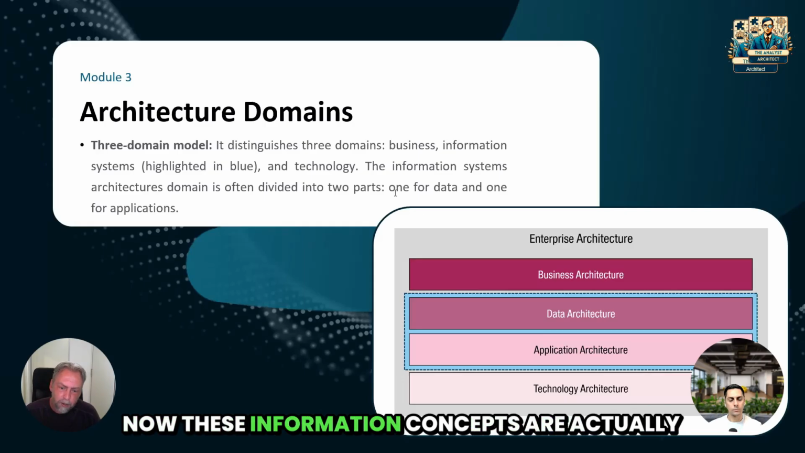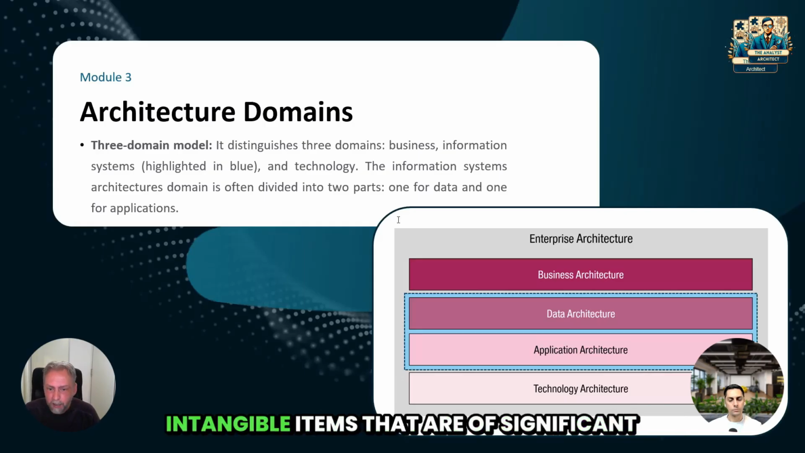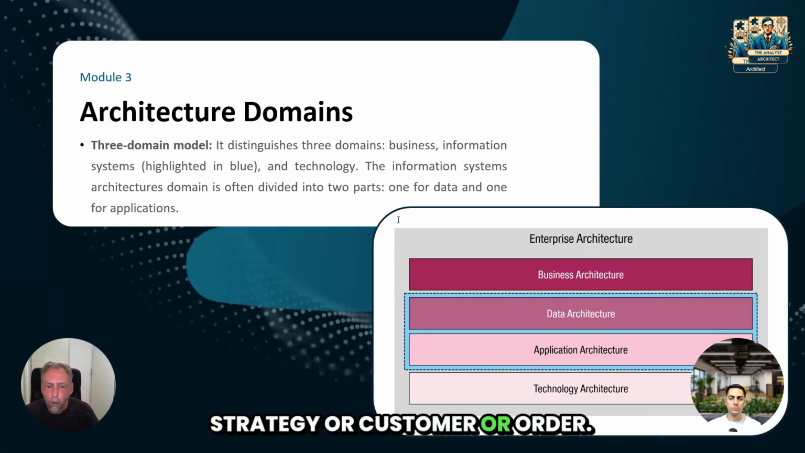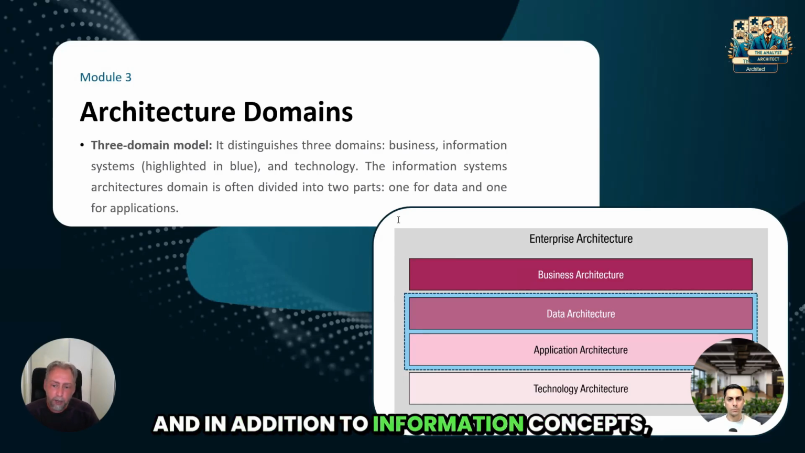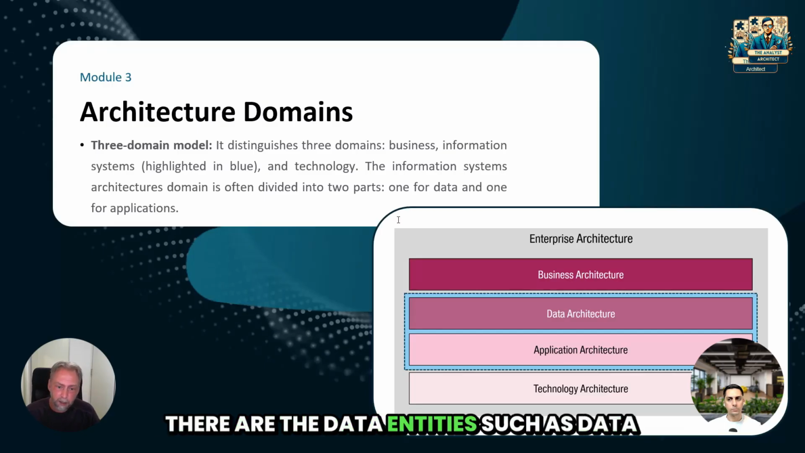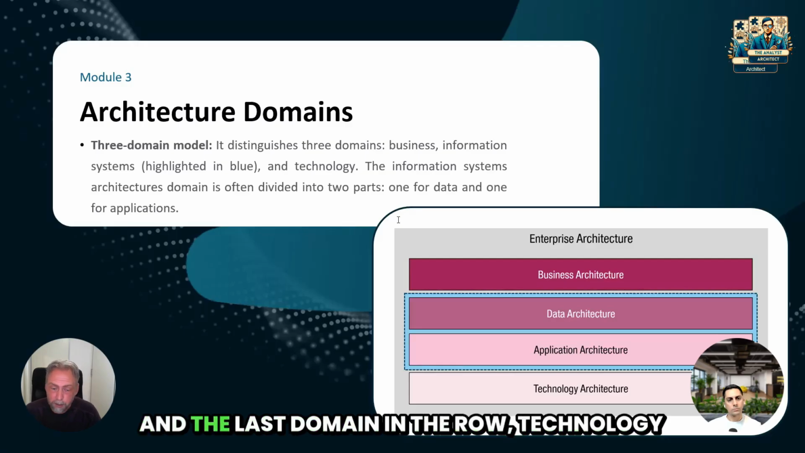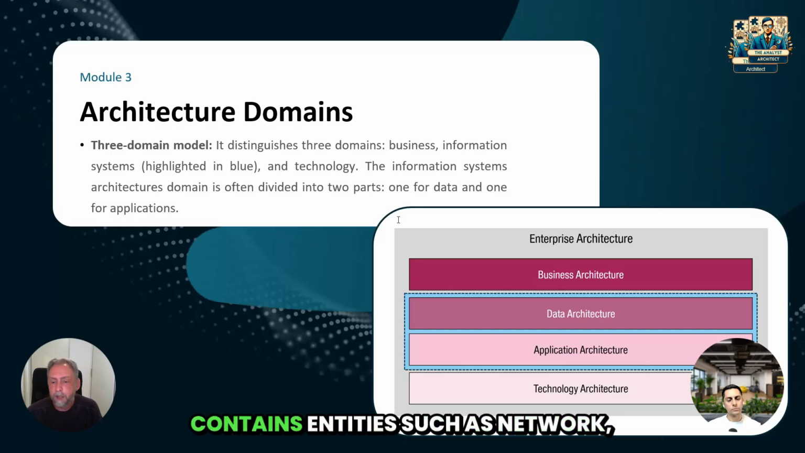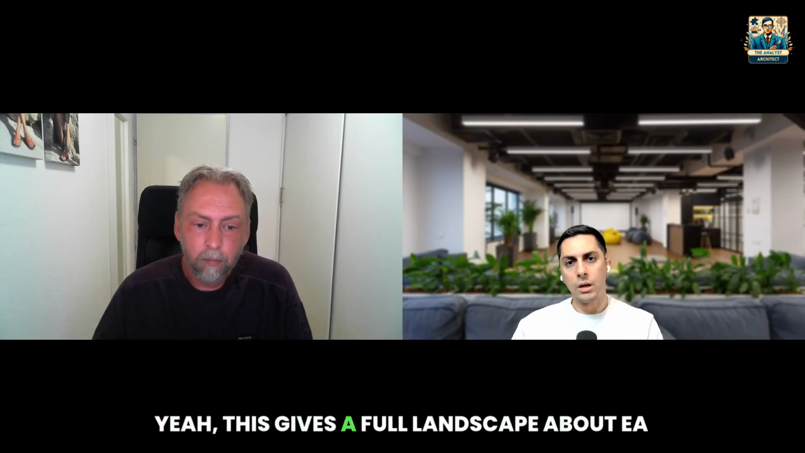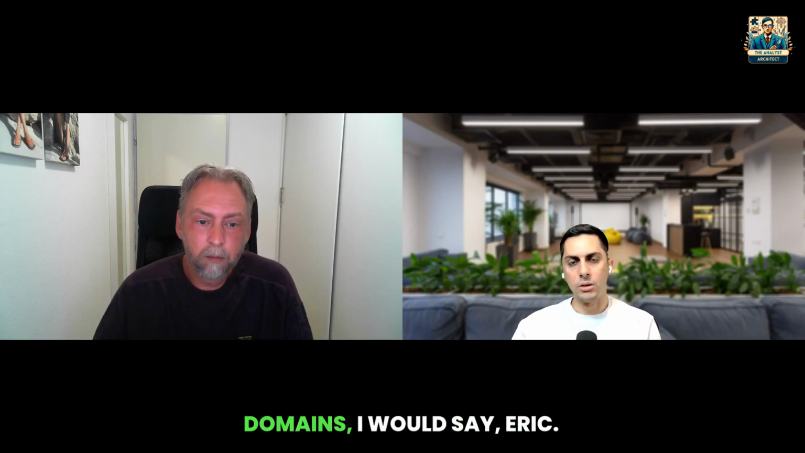Now, these information concepts are actually intangible items that are of significant importance to an organization, such as strategy or customer or order. And in addition to information concepts, there are the data entities such as data sets and database tables. And then the application domain contains applications and functionalities. And the last domain in the row, technology domain or technology architecture, contains entities such as network, infrastructure, and hardware. Yeah, this gives a full landscape about AA domains, I would say, Eric.